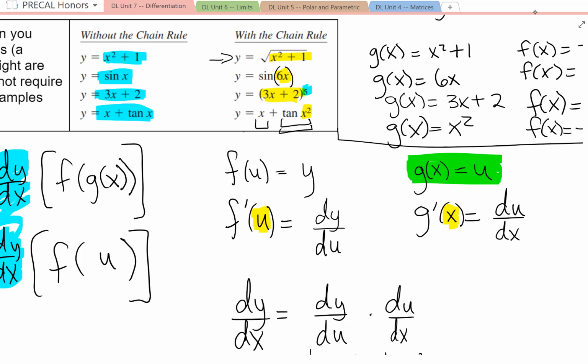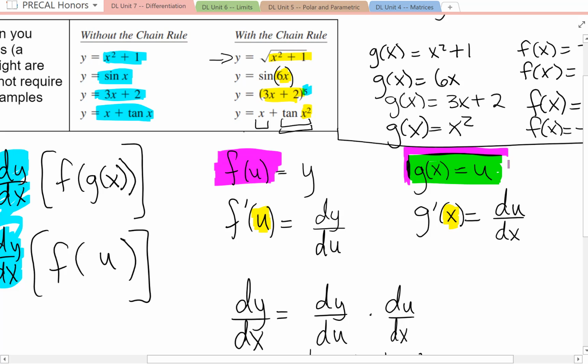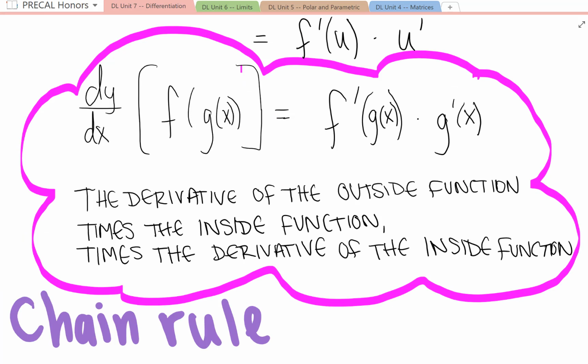And this works only when f is differentiable with respect to u, and g is differentiable with respect to x. Basically, can you actually evaluate the derivative there? This right here is the chain rule. In order to use the chain rule, you need to know what is my outside function and what is my inside function, and also when you need to use the chain rule and when you don't.